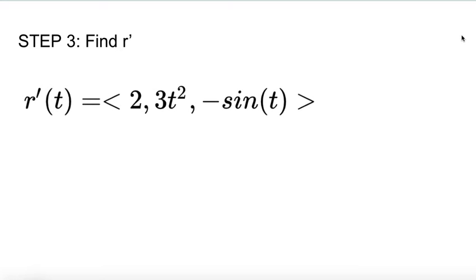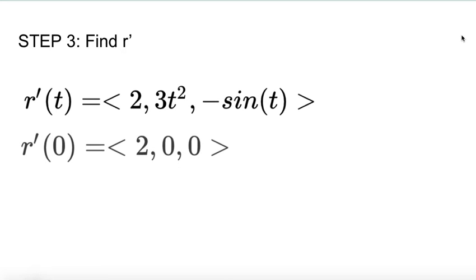Armed with this value of t, we can now find r prime. R prime of t is just the derivative of each individual component. The derivative of the x component is 2, derivative of the y component is 3t squared, and the derivative of the z component, cosine of t, is negative sine of t. Plugging in t equals 0, we get r prime of 0 equals (2, 0, 0), since 3 times 0 squared is 0, and negative sine of 0 is also 0.